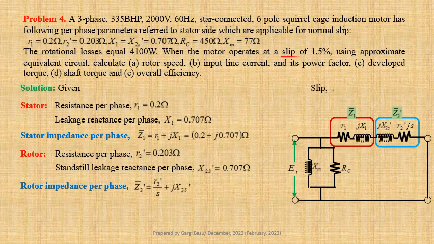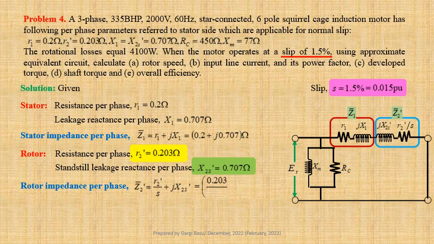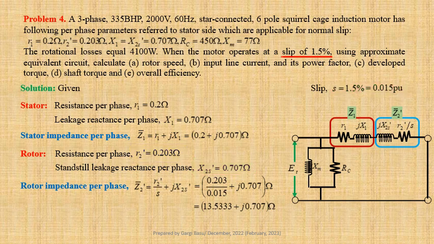Given slip S equals 1.5%, that is equal to 0.015 per unit. Therefore, Z2 dash equals 0.203 by 0.015 plus j times 0.707 ohm. That gives us 13.5333 plus j times 0.707 ohm.